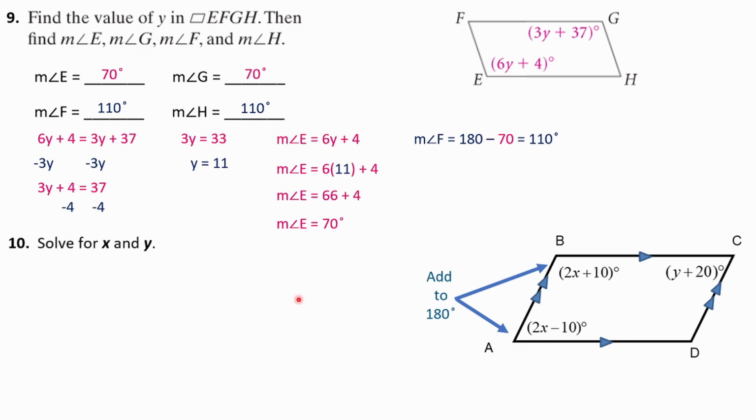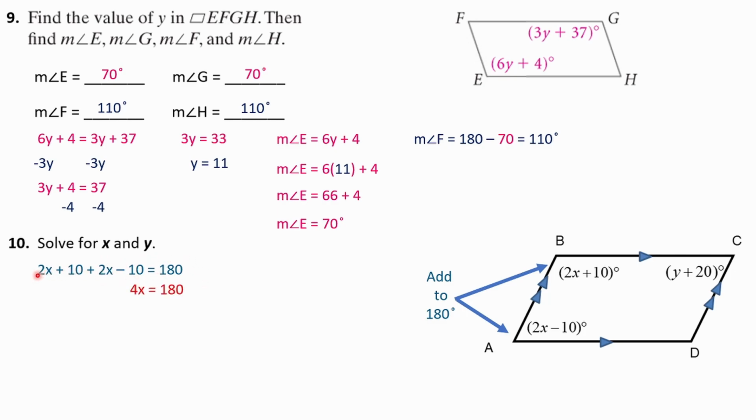All right, the first thing that I'm going to start with here, because these two angles both have the variable of x in them, is I know that angles A and B will add to 180 degrees because they're consecutive angles. So I'm going to set up my equation as 2x plus 10 plus 2x minus 10 is equal to 180.